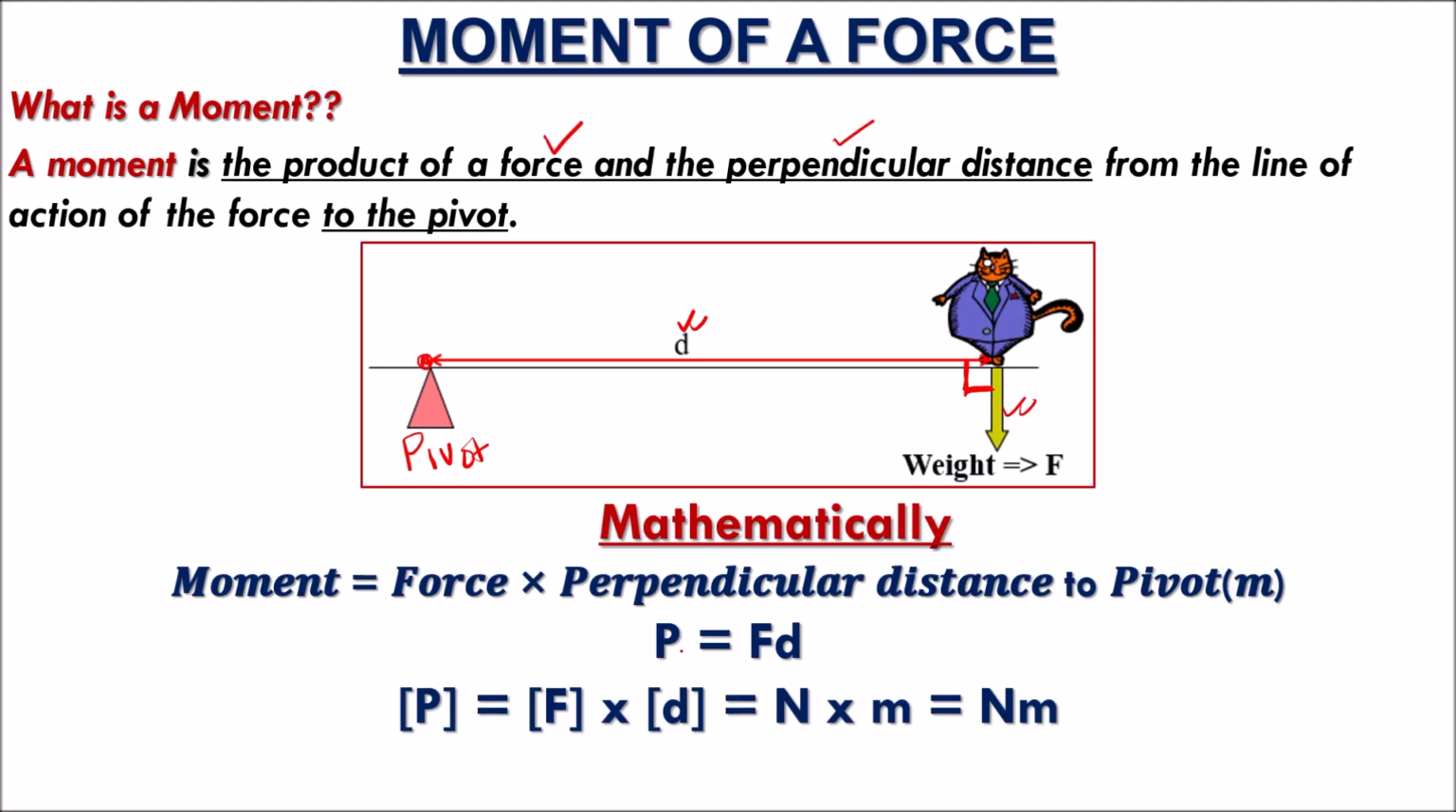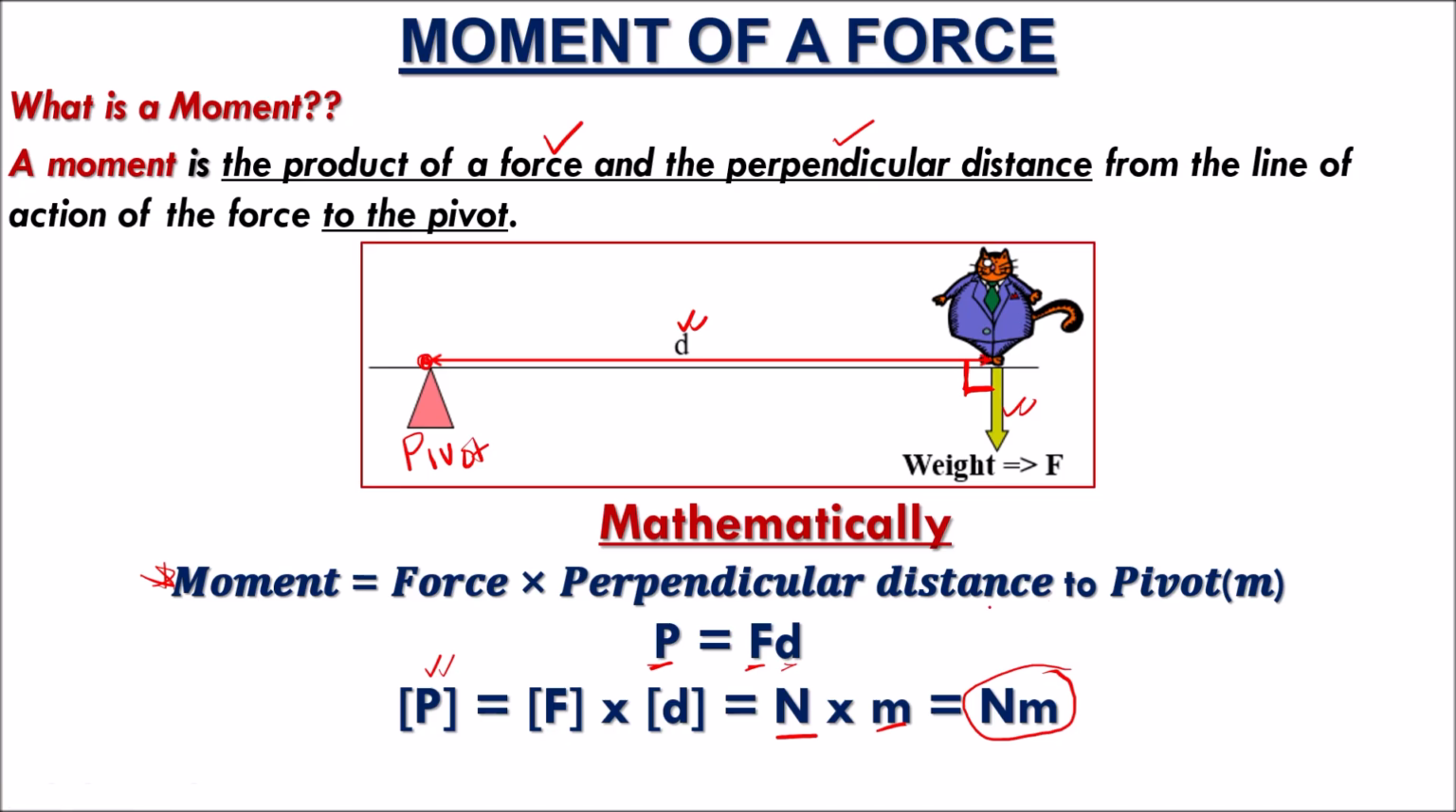Now, in an exam situation, you can't write this long expression. The symbol for a moment is capital P, force is capital F, and for distance you can use small d. How do we get the units of a moment? We can see that a moment comes from multiplying a force and a distance. Therefore, the units of a moment, square brackets means units, is equivalent to the units of a force times the units of distance. What are the units of force? Newton. What are the units of distance? Meter. Hence, the unit of a moment is a Newton meter.